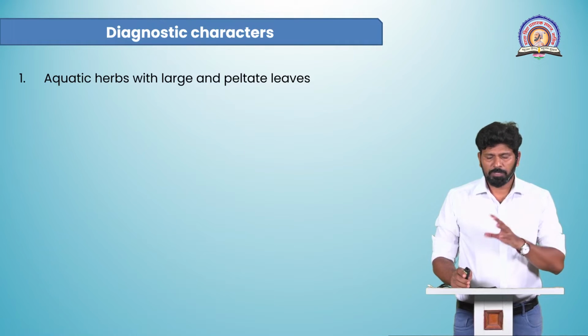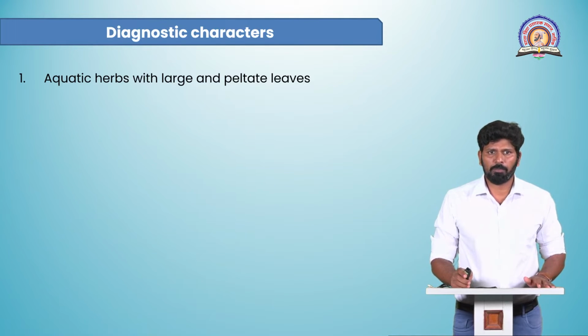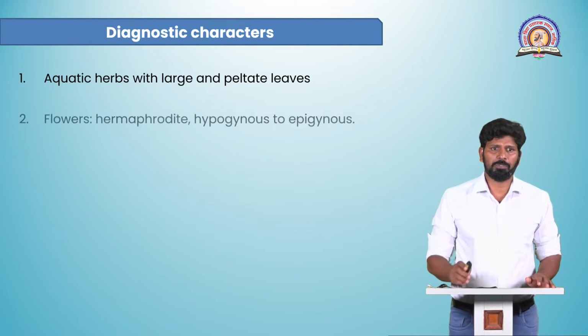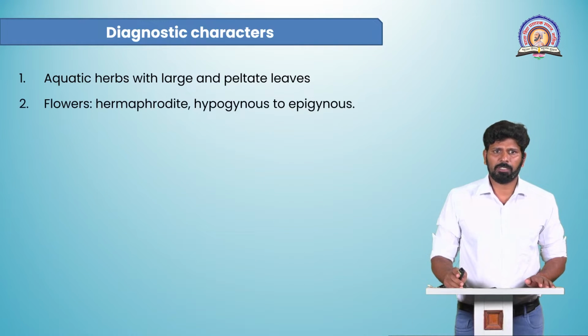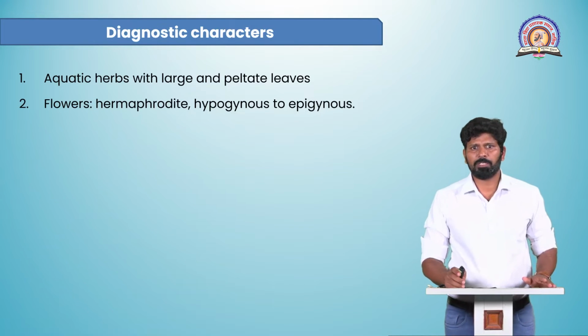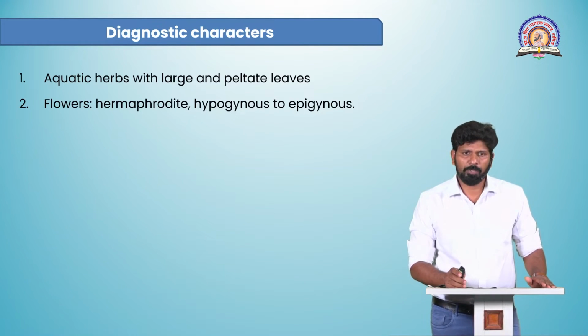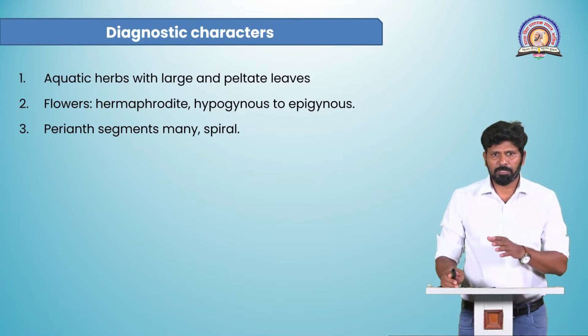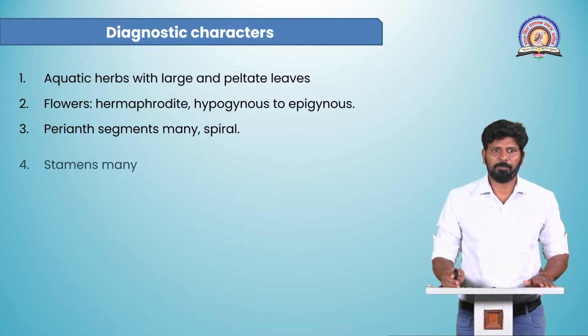So we have seen that Nelumbo or the water lily, these are the aquatic herbs with large and peltate leaves. Second diagnostic character is flower is hermaphrodite and hypogynous to epigynous. Then third diagnostic character is that perianth segments are many and these are arranged spirally.